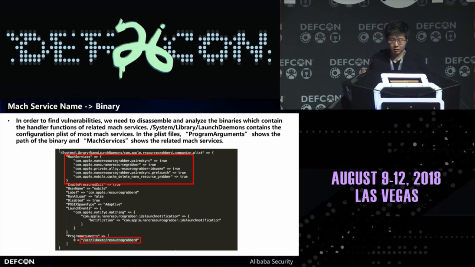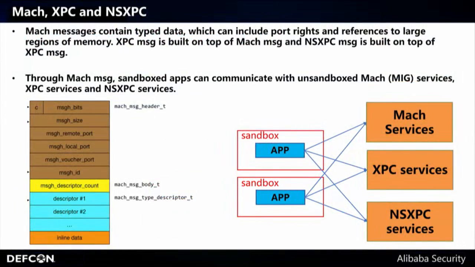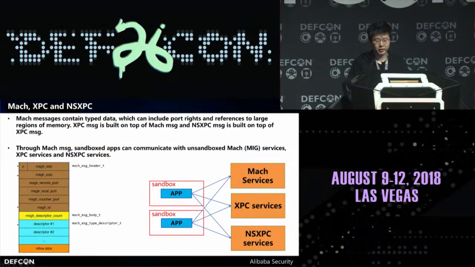Thanks, Xiaolong. Okay, so there is a rich set of IPC mechanisms in iOS, and most of them are available to third-party applications. In this talk, we will focus on Mach service. Mach messages are the most commonly used IPC mechanism in XNU. In addition, Mach messages contain typed data, which can include port rights and references to a large range of memory.